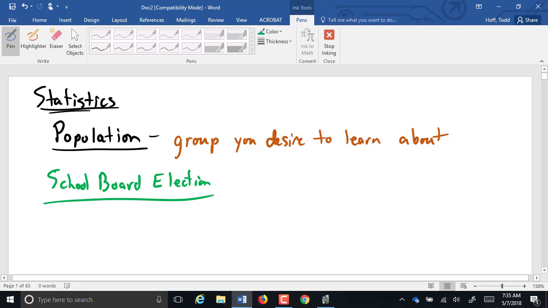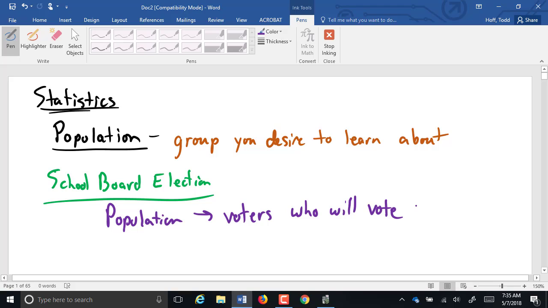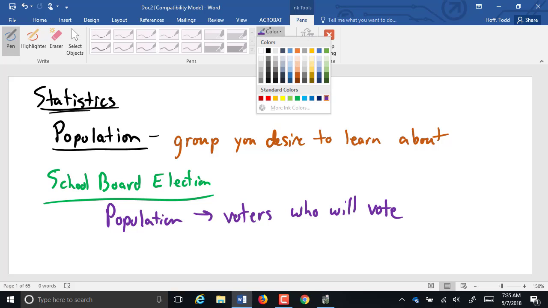Now, not just all, a lot of people say, well, all registered voters. Well, not necessarily. You only care about voters who will vote in that election. Most school board elections get like a 25 to 30% turnout, by the way. So you only care about those who are going to vote, because the ones who stay home that day aren't going to affect the result of that election a whole lot.